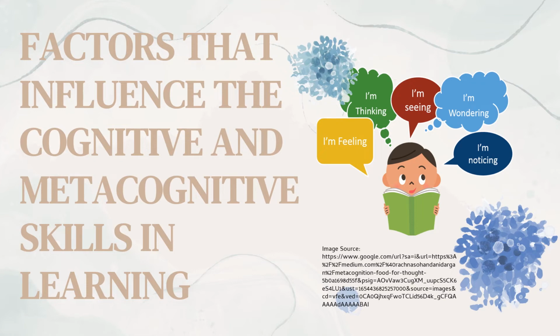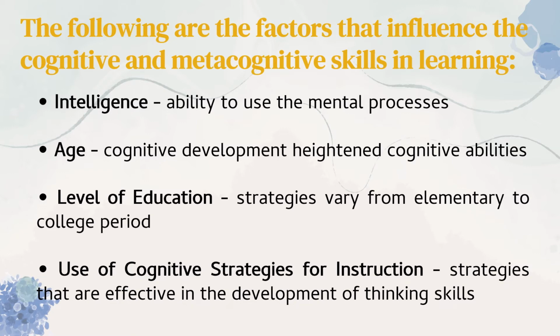And for our next subtopic, the factors that influence the cognitive and metacognitive skills in learning. The following are the factors that influence the cognitive and metacognitive skills in learning. First is intelligence, ability to use the mental processes. Second is age, cognitive development, heightened cognitive abilities. Third is level of education. Strategies vary from elementary to college period. And lastly, use of cognitive strategies for instruction. Strategies that are effective in the development of thinking skills.